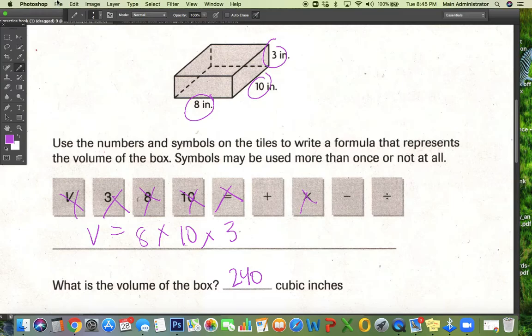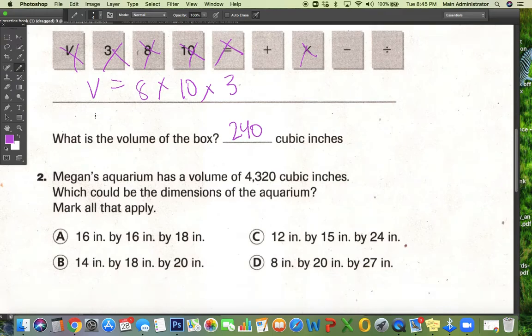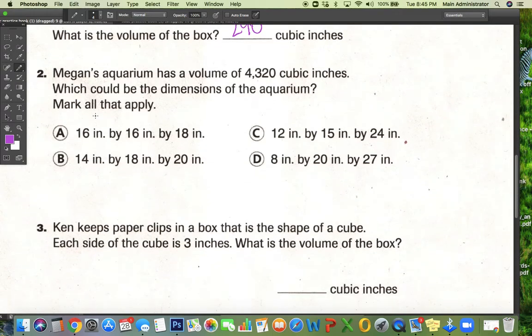All right, let's take a look at number 2. Megan's aquarium has a volume of 4,320 cubic inches. Which could be the dimensions of the aquarium? Mark all that apply. So that means there could be possibly more than one answer. So I think we just have to do the actual math and figure it out.